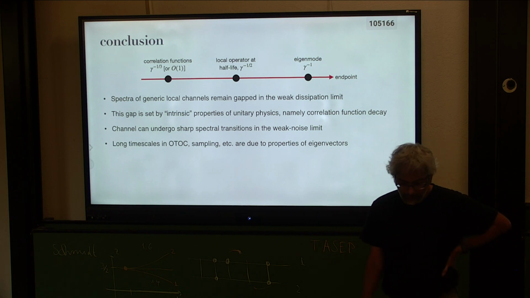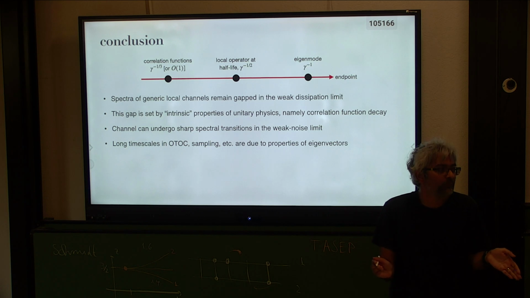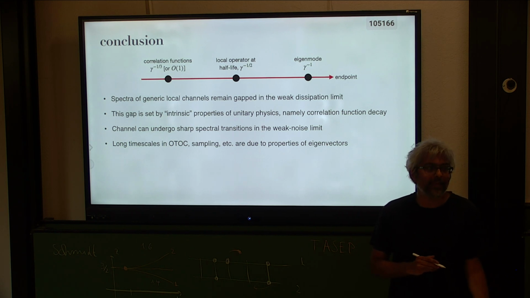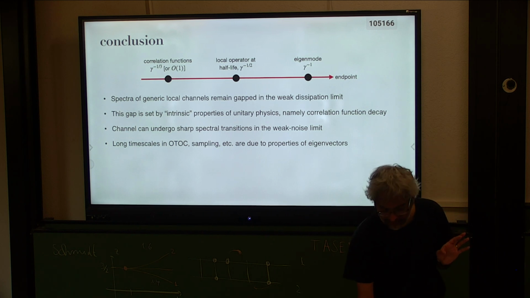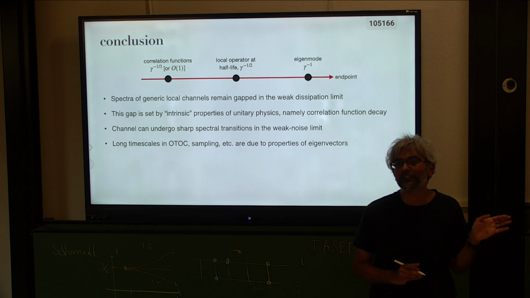So local channels remain gapped. This gap is set by intrinsic properties like the rate at which small operators become less small. I didn't talk about this so much, but you can get spectral transitions in the low noise limit, in how the gap changes with parameters of the system. Okay, so that's the first part of my talk, and let me stop for questions about this before I move on to the case with the conservation law.